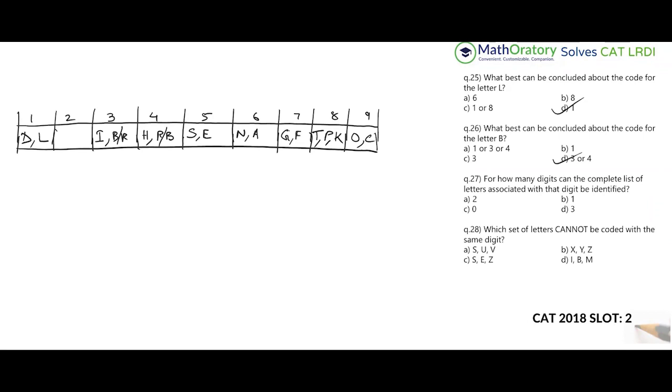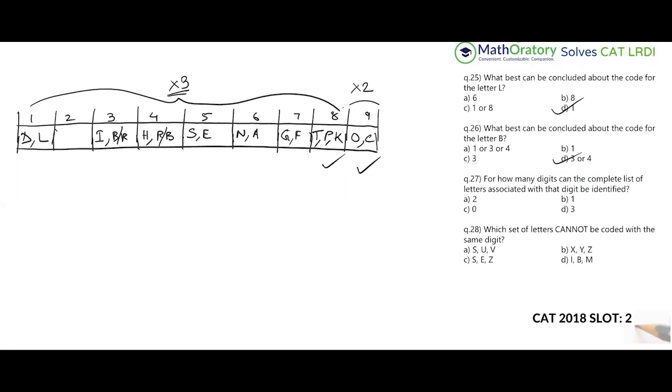For how many digits can the complete list of letters associated with that digit be identified? It's not that how many letters are associated with the digits that we know. It's the other way around. So again, let's recall that for 1 to 8, each will have 3 letters associated, right? And this one will have 2 letters associated. So first of all, we know both the letters for 9. So this is done. 8 has 3 letters. This is done.